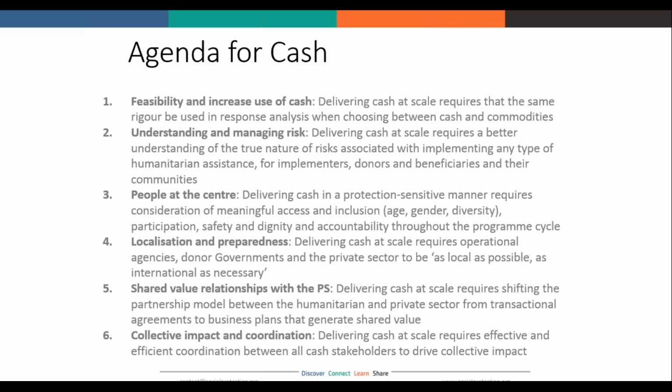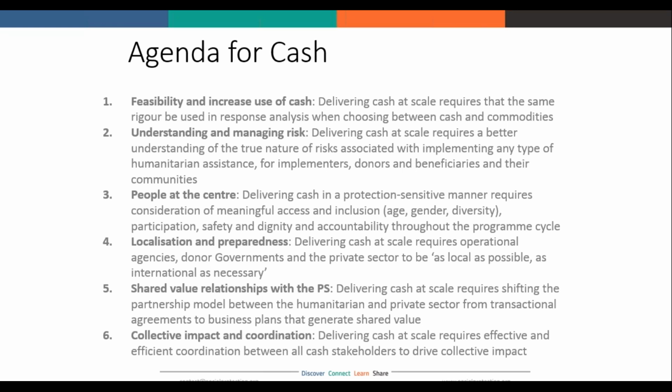As you can see from the first slide, the Agenda for Cash has 6 main areas. The first area is around feasibility and understanding what the actual requirements are for using cash. The second area is around understanding and managing risk. There are risks related to humanitarian assistance as a whole, and risks specifically related to cash. So it's important to understand what the actual risks are and what are risks of perception, and how we can ensure that they can be better managed.